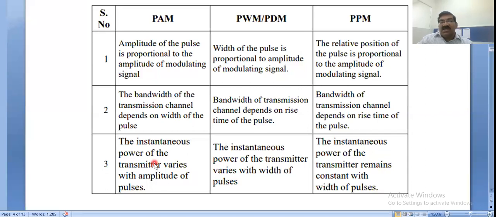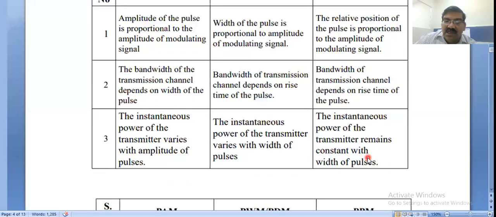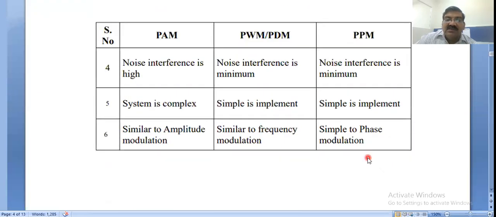So whatever the disadvantage with pulse amplitude modulation and pulse width modulation is not there in pulse position modulation. Okay, so these are some of the disadvantages and advantages. We are just comparing, trying to understand this. Now the next, pulse amplitude modulation.